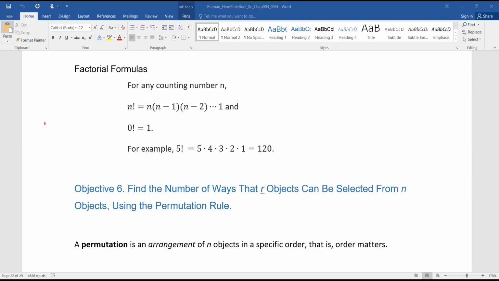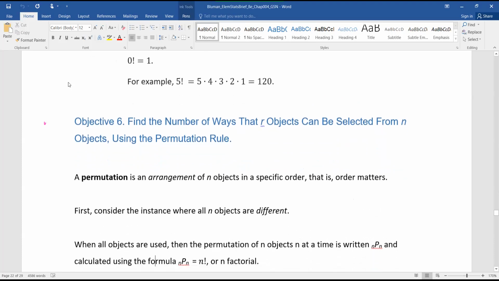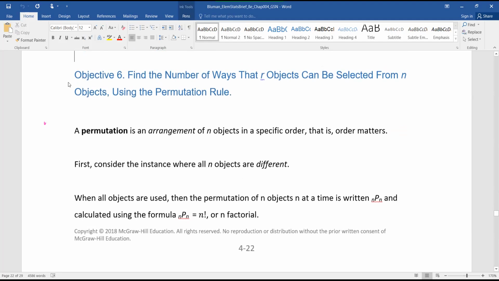All right. Objective 6 is finding the number of ways R objects can be selected from N objects using the permutation rules. A permutation is an arrangement of N objects in a specific order, and that means order matters. If I put Ezekiel here in first place, Ezekiel cannot be second or on. So order matters.